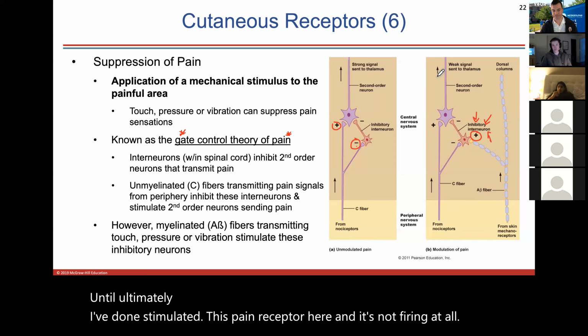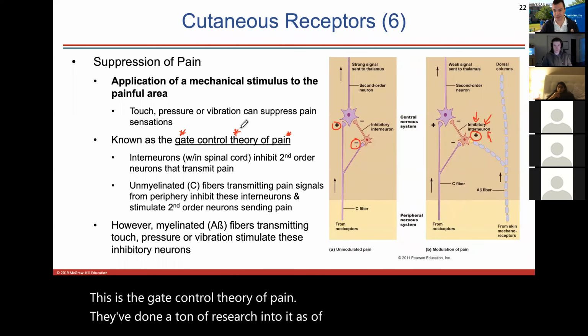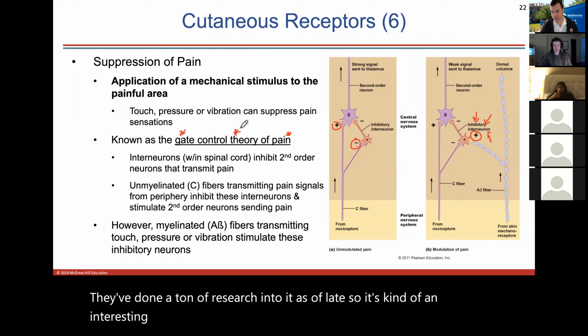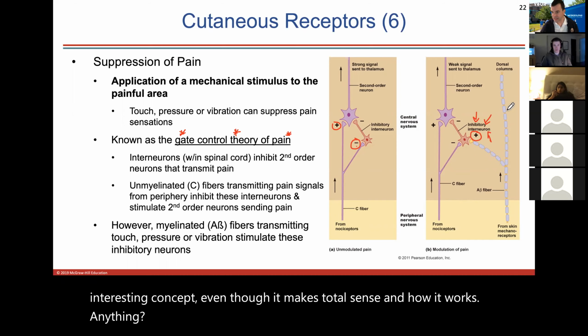Okay. This is the gate control theory of pain. They've done a ton of research into it as of late, so it's an interesting concept, even though it makes total sense in how it works. Okay. Anything can stimulate these alpha beta fibers. Okay.